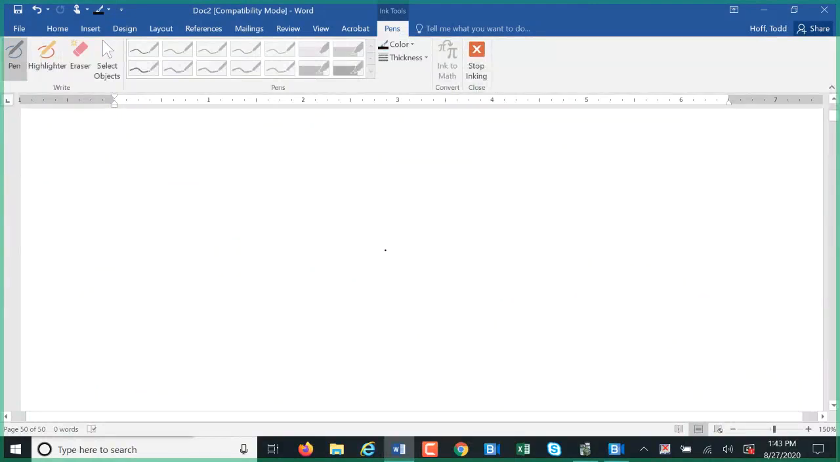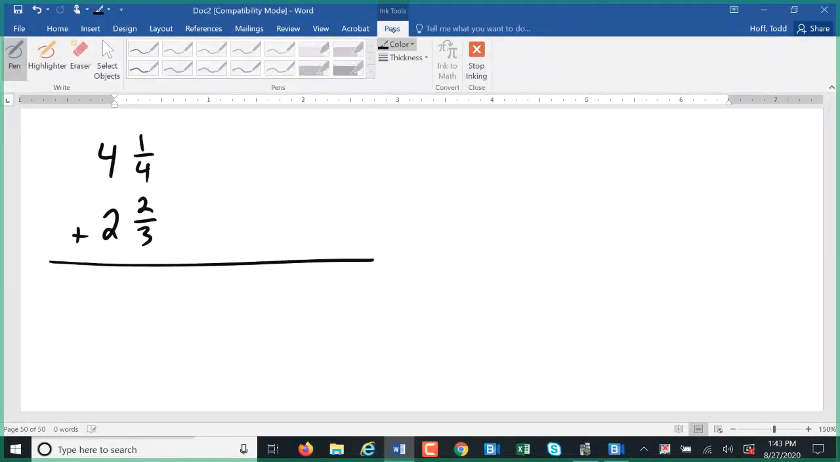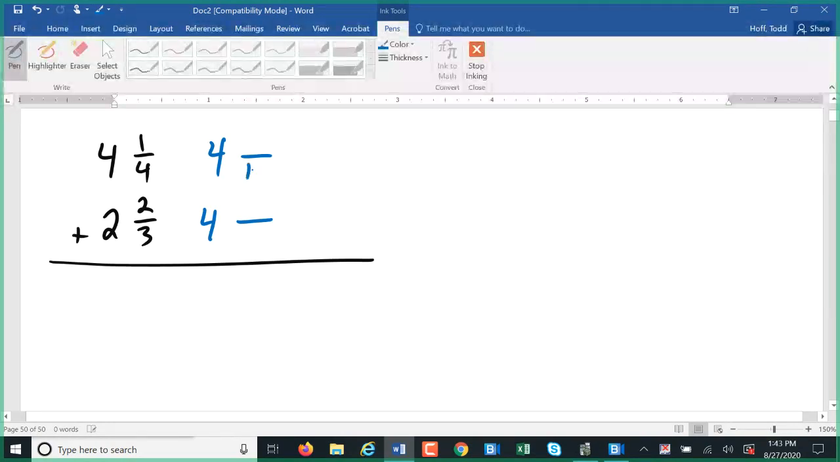Now, I'm not going to do a lot of examples of simple fractions. We're going to jump up to the next level, which is mixed numbers. If I have something, and I'm going to write this out vertically right away, like 4 and 1/4 plus 2 and 2/3. Well, I still need to find a common denominator. Now I'm going to rewrite the whole number. And the common denominator between 4 and 3 actually comes out to be 12.